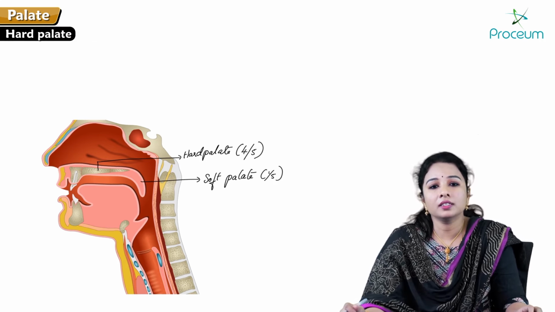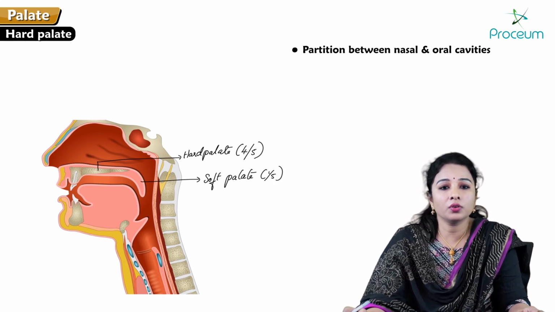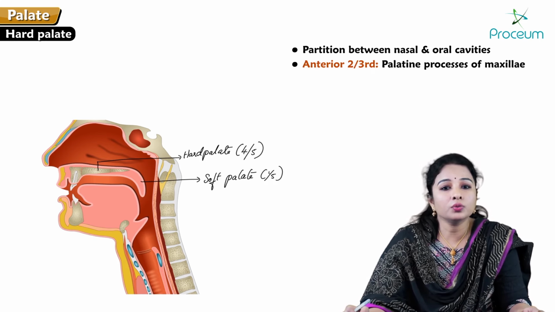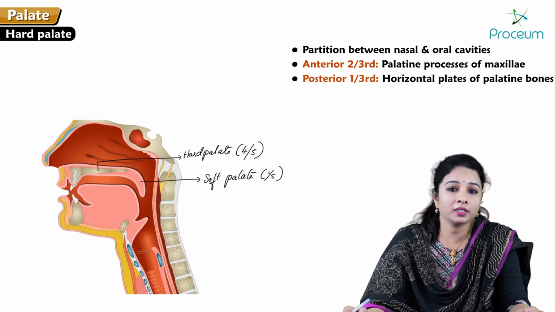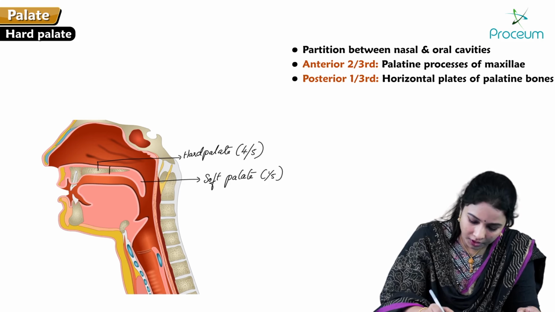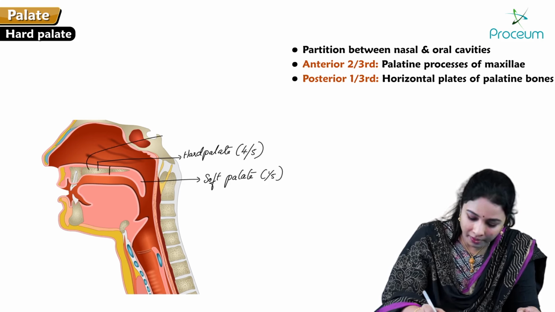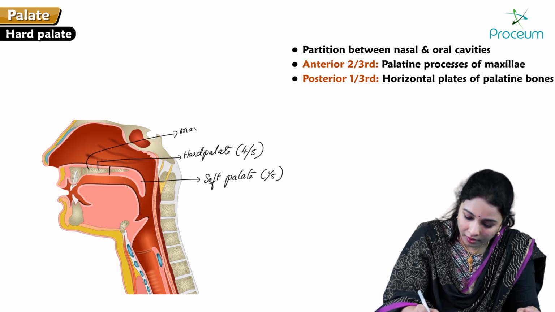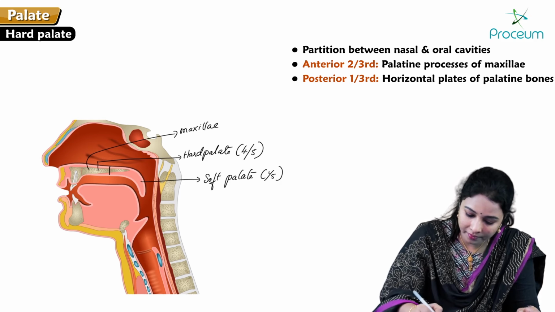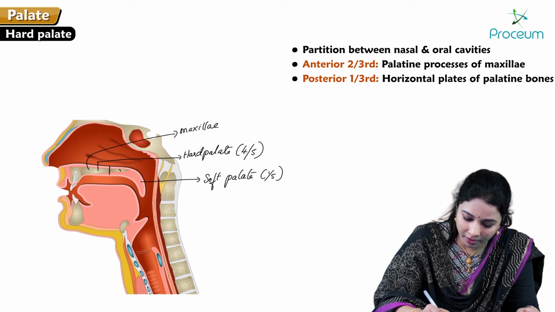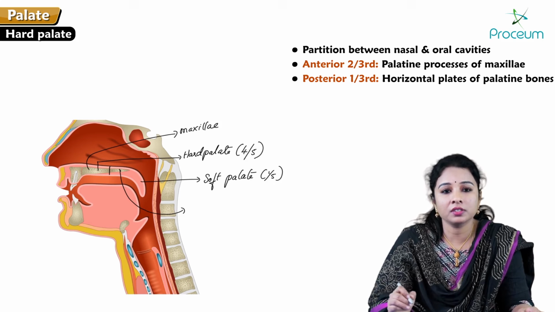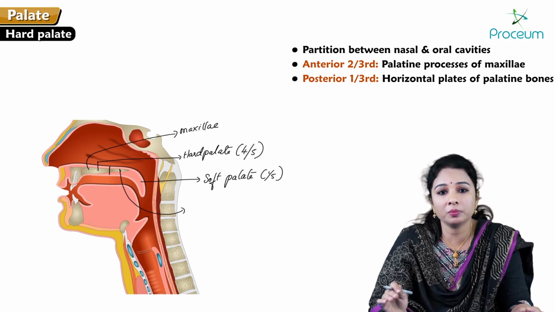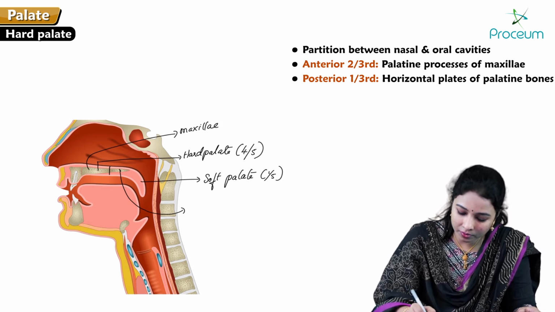So, the hard palate is the partition between the nasal and oral cavities. Its anterior 2/3 is formed by the palatine process of maxillae and posterior 1/3 by the horizontal plates of palatine bone. So, till here it is formed by the palatine process of right and left maxillae, and the posterior part is formed by the palatine shelves. These are from the palatine bones, the horizontal plates of palatine bones.